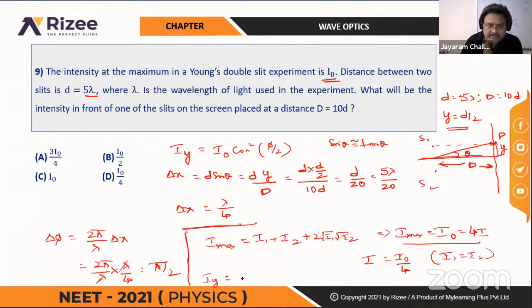Now put it in the I y, sir. So I y is equal to, since I1 and I2 are the same, I1 plus I2 plus 2 root I1 I2 cos theta, where theta is pi by 2. And that comes out to be your I naught by 2. This will be your intensity at that particular point.